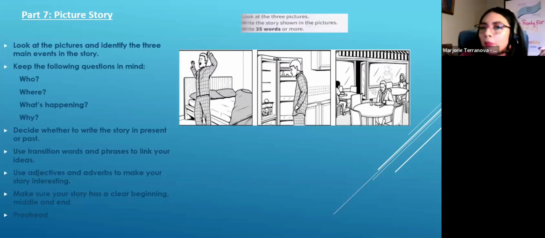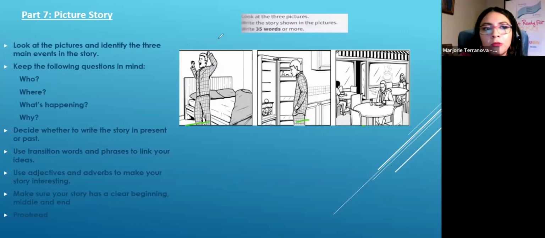Now, how many pictures will you have? You're going to have 3 pictures. So the activity that I have just told you about is something that you can introduce in your classes, but let's suppose that you want to explain about this part of the test in your class and you're using a projector. So you can tell them that the first thing they need to recognize is, okay, what are the 3 main events in the story?